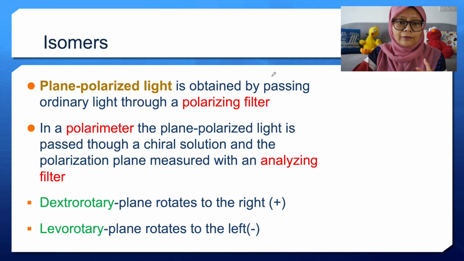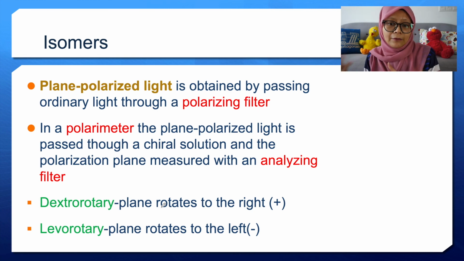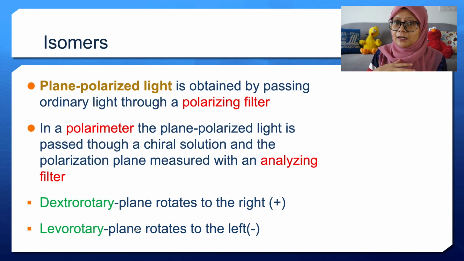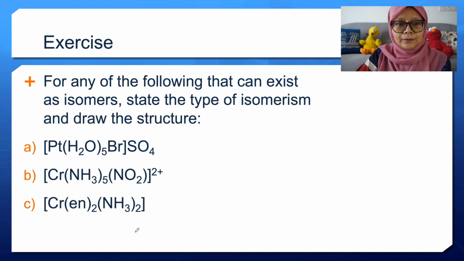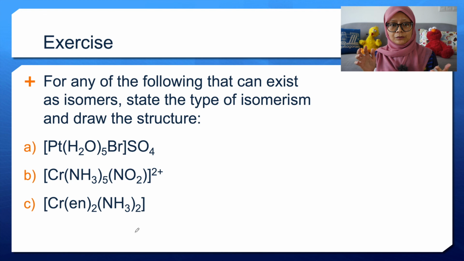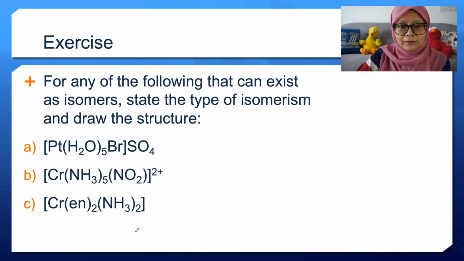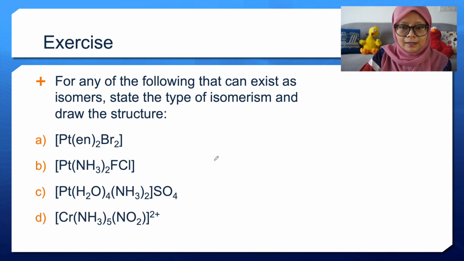Let's say you get the positive, or the plane rotates to the right, positive. This is what we call dextro-rotary. And if the plane rotates to the left, this is what we call levo-rotary. And then I have 2 exercises for you to do at home, and we will discuss this later during our meeting. So this is the first exercise and also the second exercise.